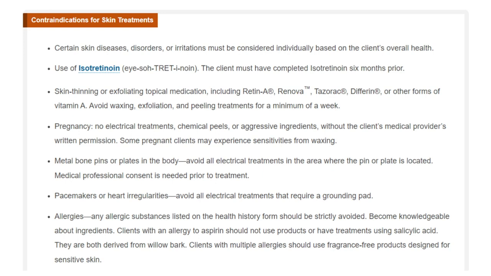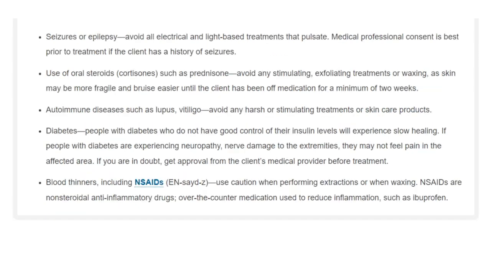Allergies: any allergic substances listed on the health history form should be strictly avoided. Become knowledgeable about ingredients. Clients with an allergy to aspirin should not use products or have treatments using salicylic acid. They are both derived from willow bark. Clients with multiple allergies should use fragrance-free products designed for sensitive skin. Seizures or epilepsy: avoid all electrical and light-based treatments that pulsate. Medical professional consent is best prior to treatment if the client has a history of seizures.